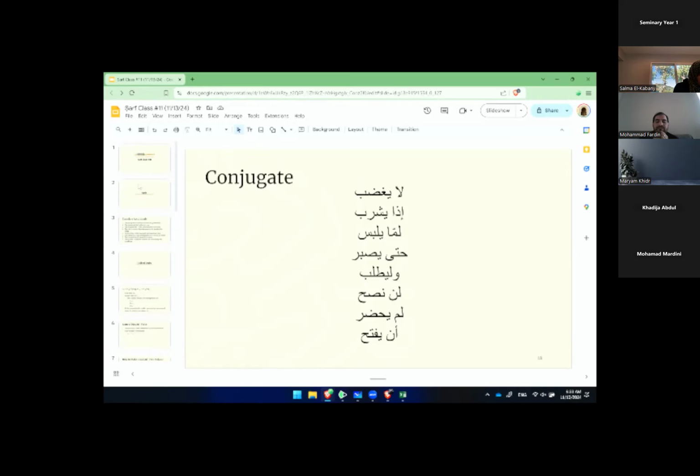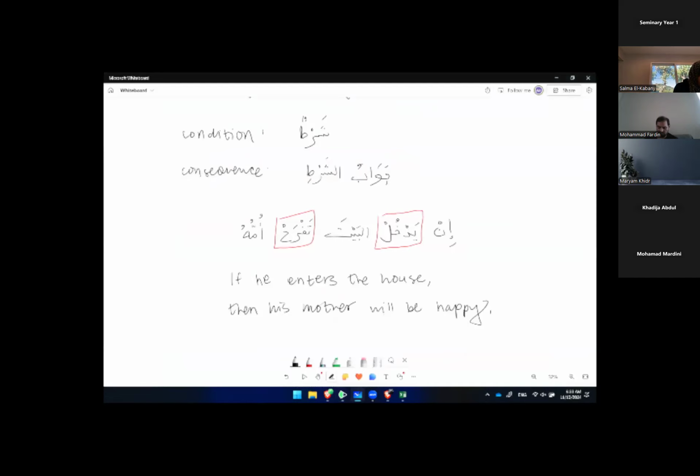Yeah. I'm curious, if you were to look at the example for in yaskun and the fa, what would you label as the shart and what would you label as the jawab? Yeah. So this would be the shart. And this would be the jawab. Jawab of shart. Just the verb. Good. Any other questions?